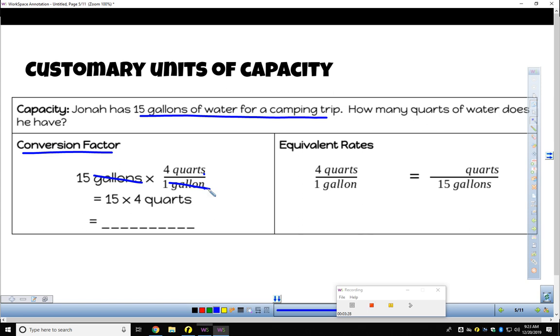And so we end up with 15 times 4 quarts, 4 quarts in every one of those gallons. The equivalent rate here, same idea. How did I get from 1 gallon to 15 gallons? I'm multiplying by 15. How did I get from 4 quarts to however many quarts? I'm going to have to multiply by 15. I said I was going to pause this one, but hopefully everybody's doing this in their head. How many quarts are we looking at? That's 60 quarts.